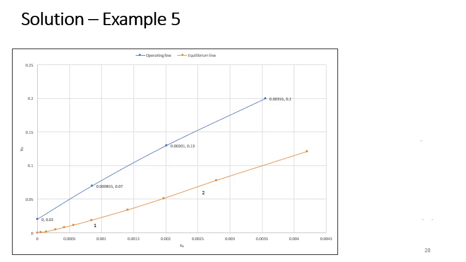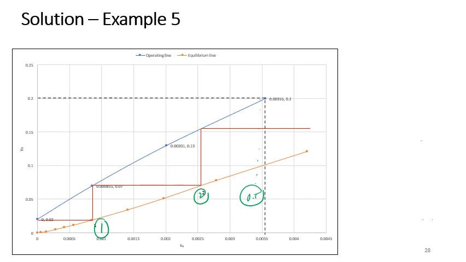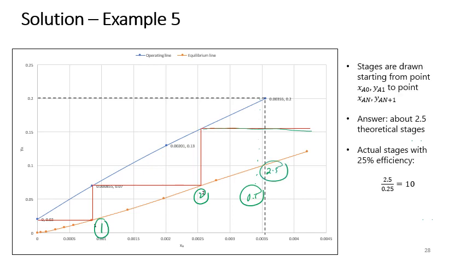So same thing as what we do to calculate the number of stages, we step off the stages. 1 stage, 2 stages, 0.5 stages. So you stop somewhere there, halfway through this line. So I would say that instead of 3, this is 2.5 stages. So the answer is about 2.5 theoretical stages. But the question gave that the efficiency is 25%, so the actual number of stages would be 10. So instead of 2.5, you need 10 trays in this absorption column.